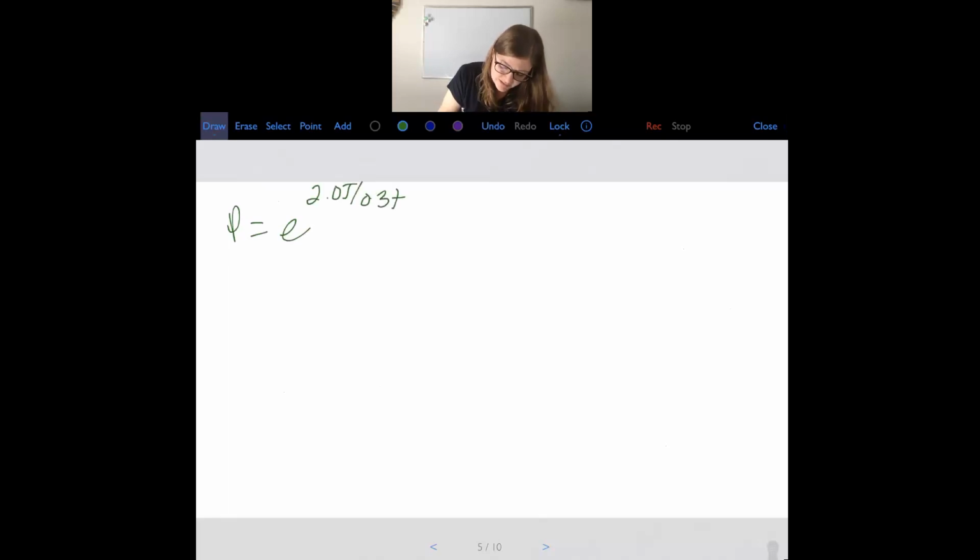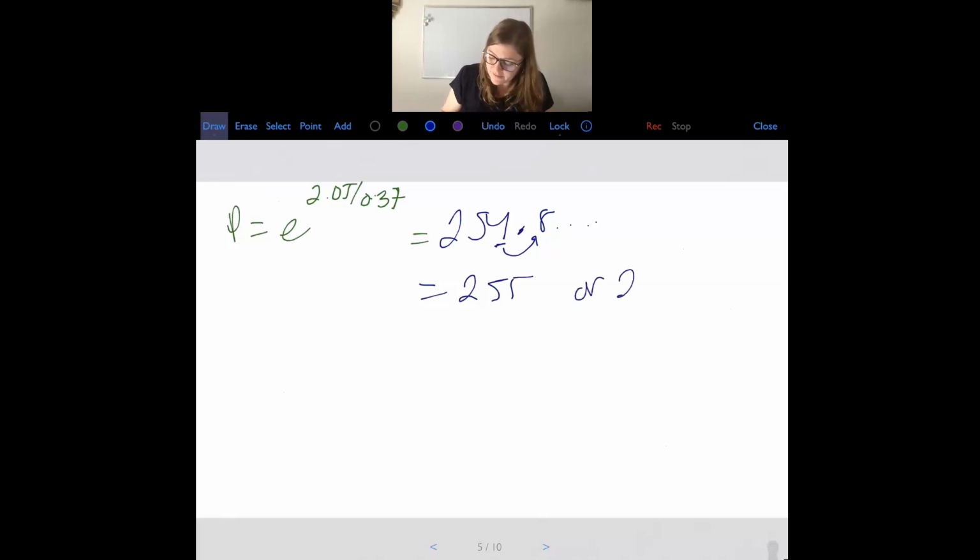Okay, and we plug this into the calculator. So we get 254.8. And we're rounding. Remember, this is like 254,800 something because P is in thousands. So if we're rounding to the nearest thousand, that 8 causes it to become 255. So the answer would be 255 or 255,000, depending on what the boxes would say after this problem.